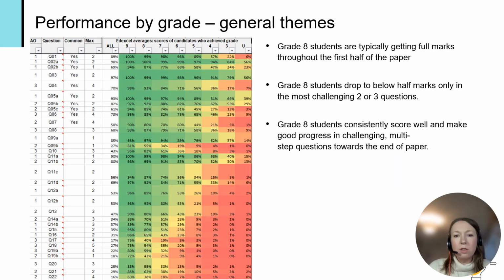I think it's useful to look at performance across a whole paper and look at some general themes by grade. For our grade 8 students, they're typically getting full marks throughout the first half of the paper, and they're dropping to below half marks on average only in those most challenging 2 or 3 questions, and they're consistently scoring really well and making good progress into those challenging multi-step questions towards the end of the paper.